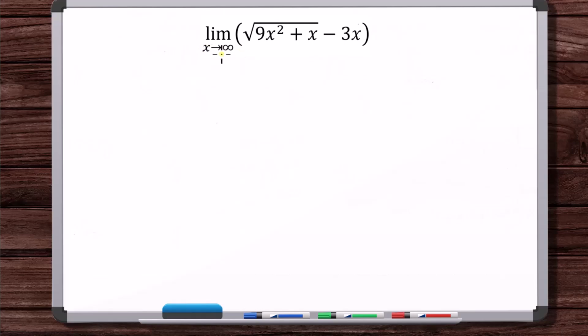Okay, the limit as x approaches infinity of the square root of 9x squared plus x, minus 3x. So, okay, plugging in infinity, we've got a huge positive number squared, which is just another huge positive number, times 9, just another huge positive number, plus that huge positive number, just a huge positive number. Take the square root of that. You get some arbitrarily large positive number. Minus 3 times an arbitrarily large number is just another arbitrarily large number. So, okay, infinity minus infinity is an indeterminate form.